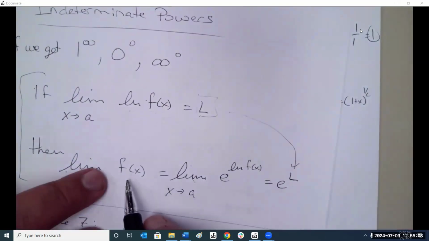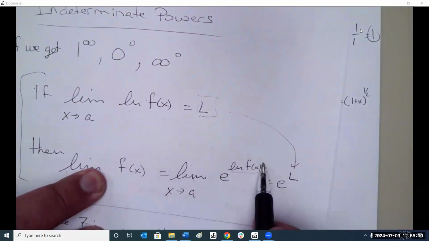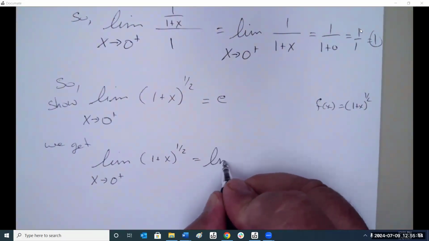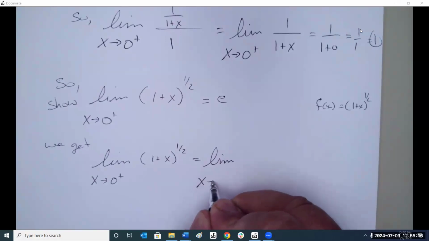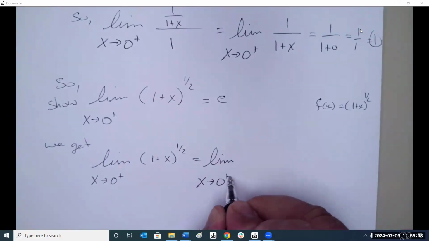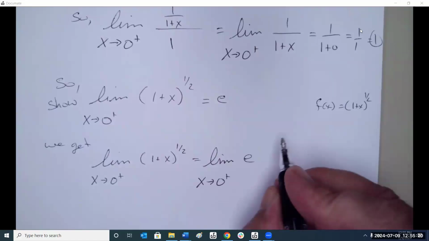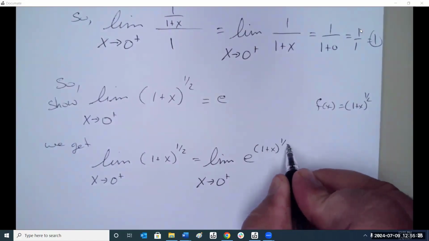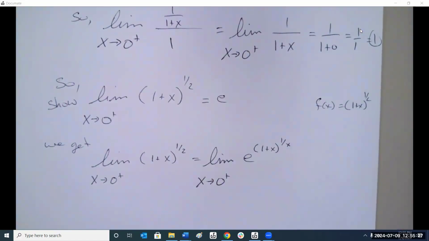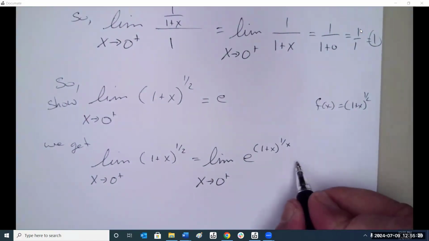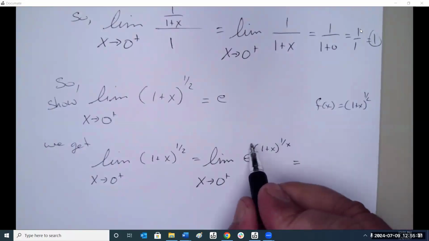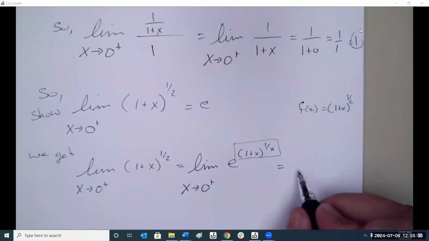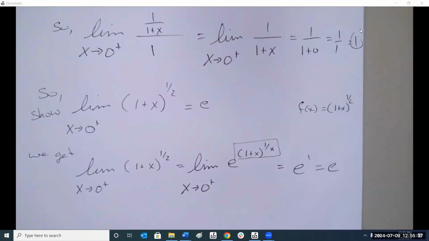So that means we can take our function and make it an exponent. So this is e to the power of what was the limit of this function here? So it's e to the 1, which is just e.